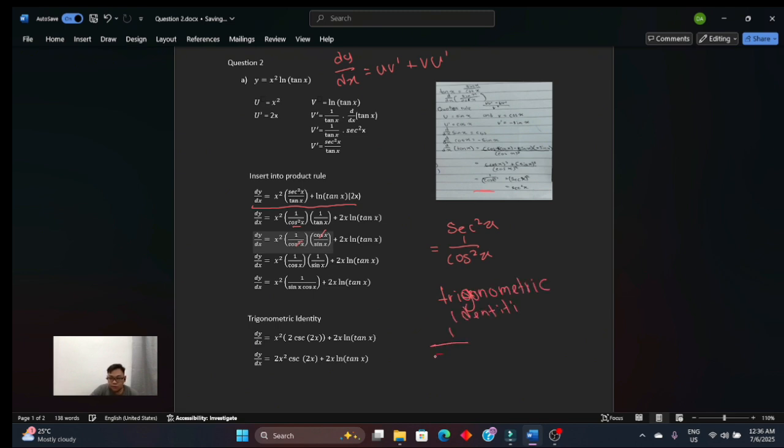So 1 over sin x cos x is equal to 2 over sin 2x. So this is the one that we're going to change into the 1 over sin x cos x one right here. And then we just multiply it. So we got 2x squared over sin 2x plus 2x ln tan x. So that is the final answer.